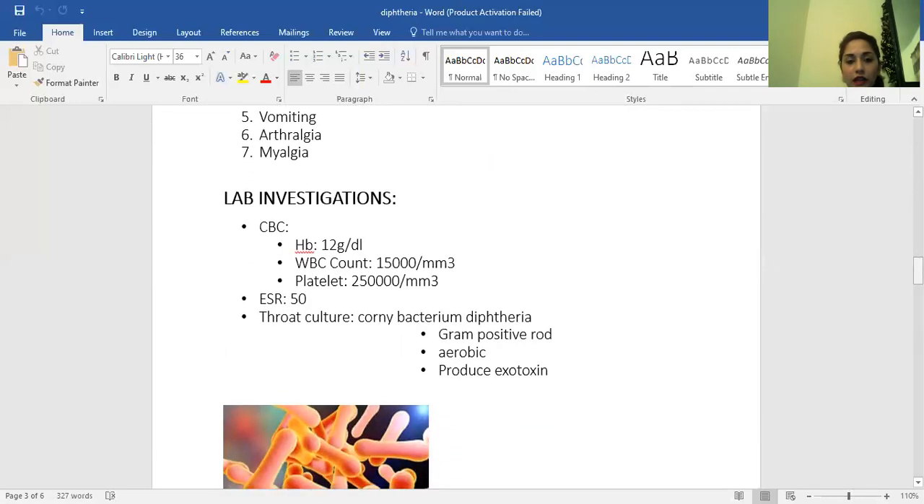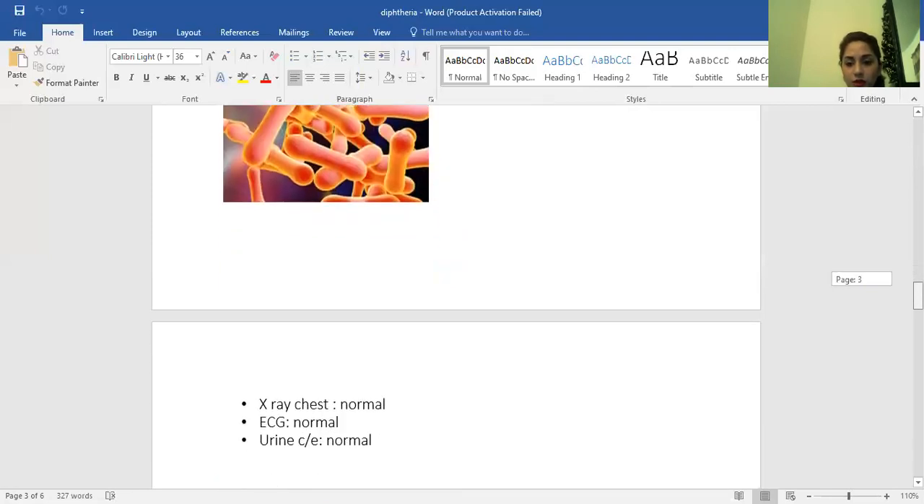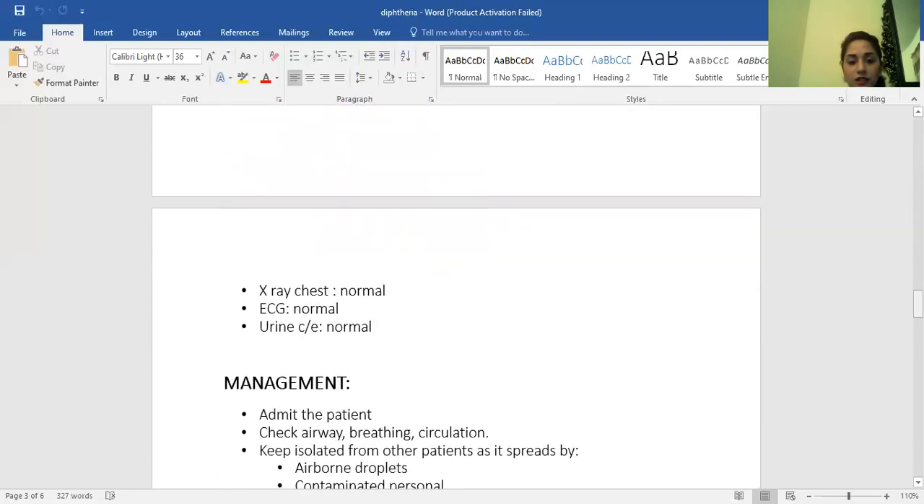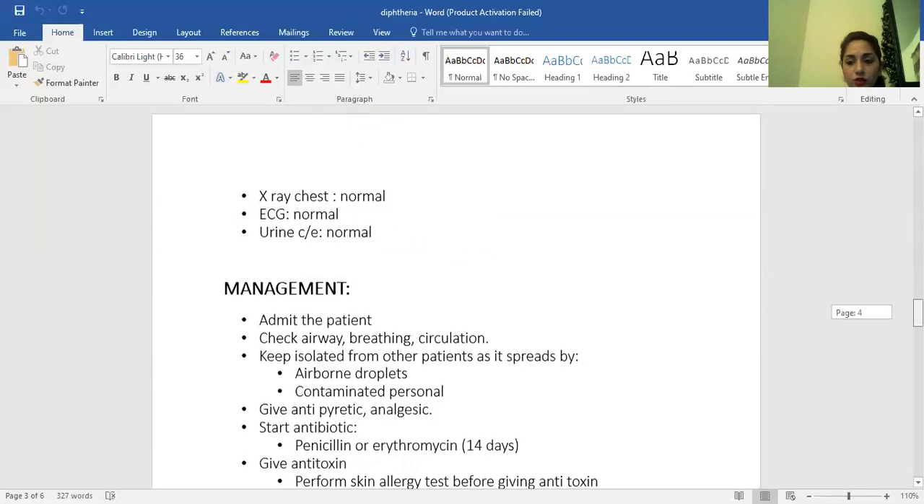When you have ordered the labs, you have seen that in CBC, the hemoglobin is 12 gram per deciliter. His leukocyte count is 15,000, which is raised, and platelet count is 250,000. ESR is also raised, that is 50. And culture has revealed Corynebacterium diphtheriae, which is a gram-positive rod. It is an aerobic organism, and its main toxicity is due to the exotoxin which it produces. However, the X-ray chest and ECG are normal, and urine complete also showed a normal picture.